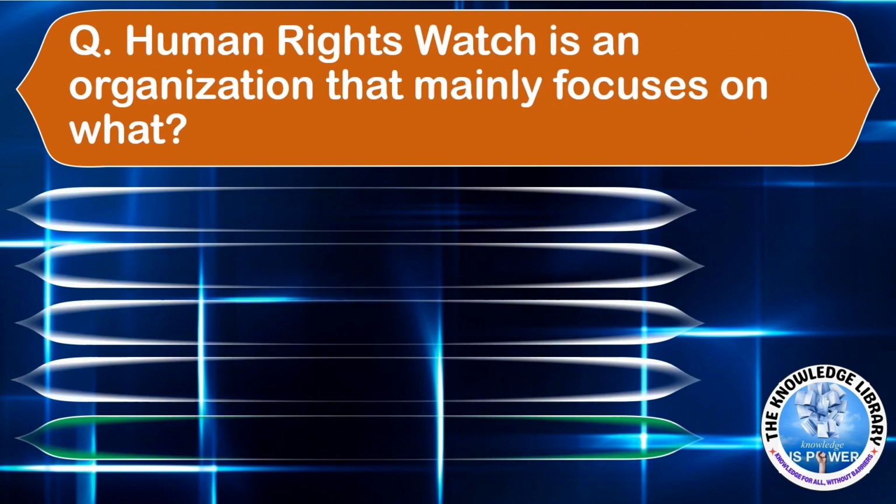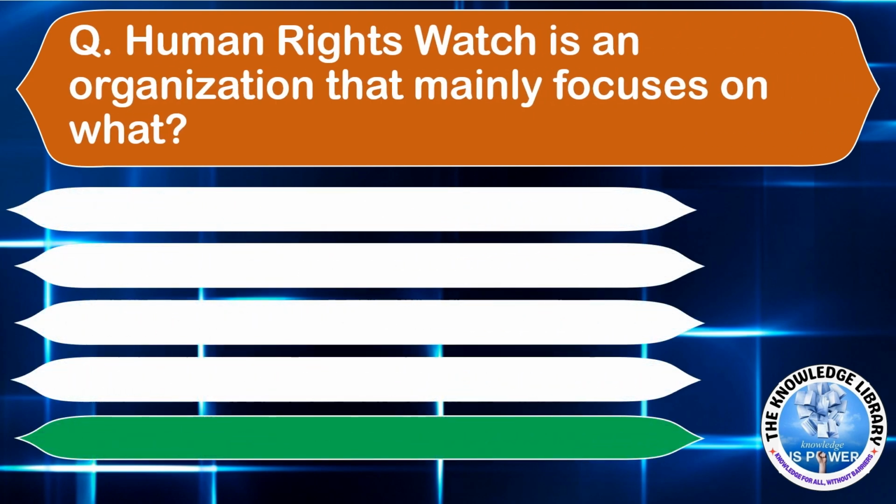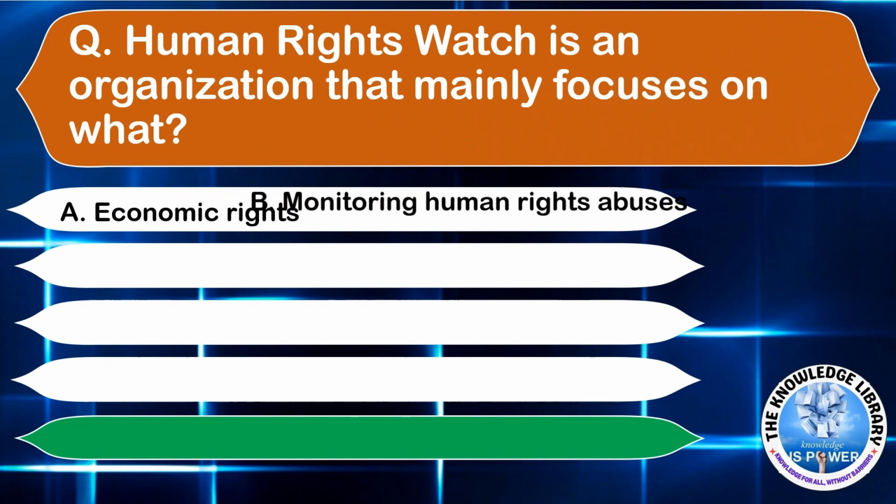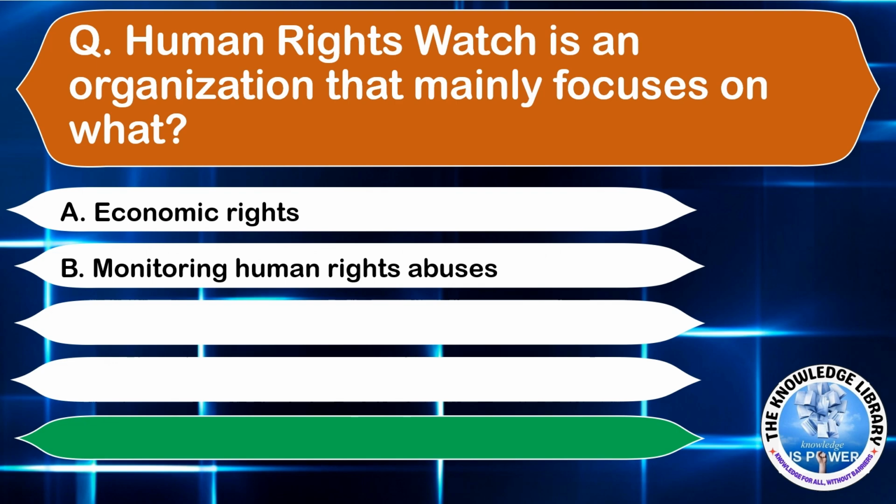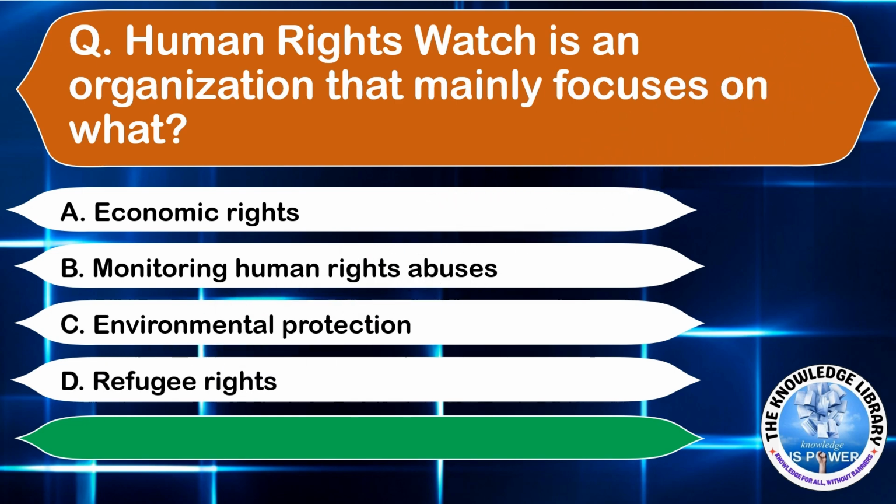Next question is, Human Rights Watch is an organization that mainly focuses on what? Option A, economic rights. Option B, monitoring human rights abuses. Option C, environmental protection. Option D, refugee rights. Correct answer is option B, monitoring human rights abuses.